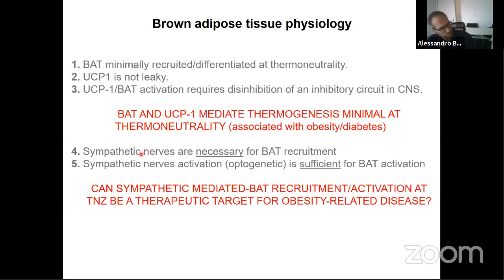And then the requirement and necessary and sufficient role of sympathetic nerves suggested to us a different question. That is, can we interrogate conditions under which, by stimulating the sympathetic nerves, we can actually recruit the brown adipose tissue at thermoneutrality? Okay, and I will explain why in a second.